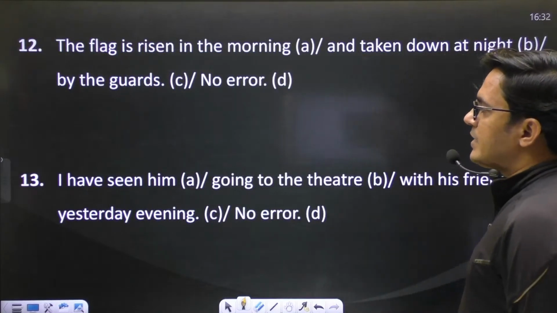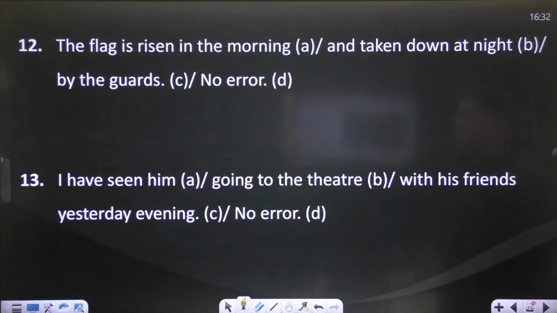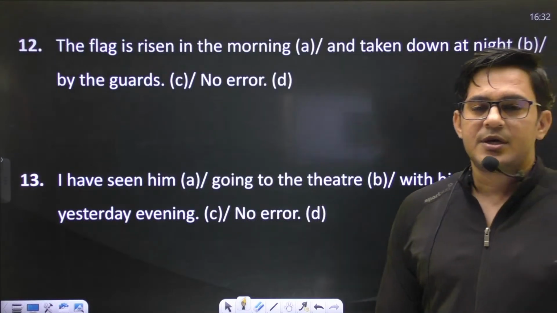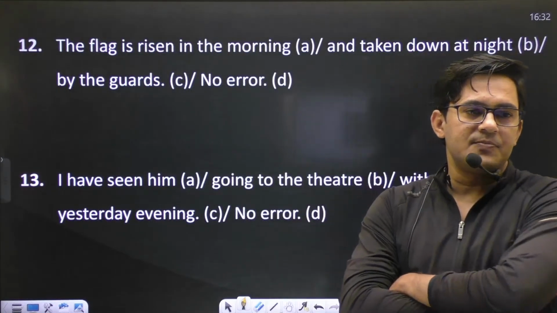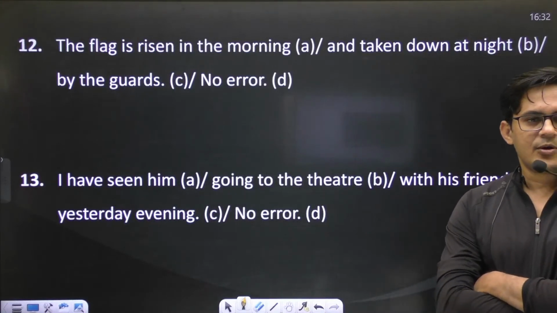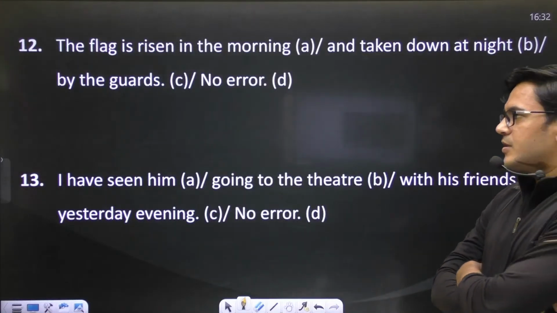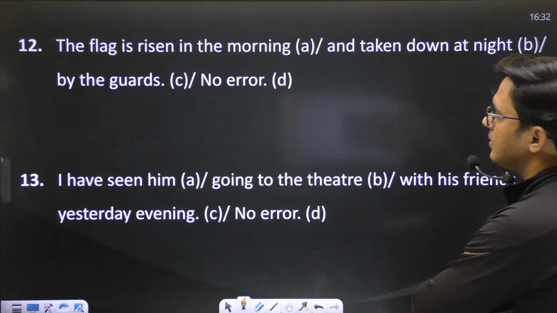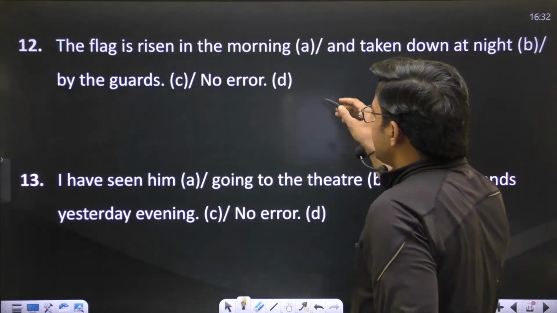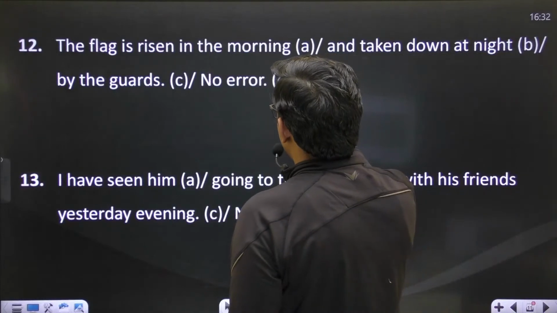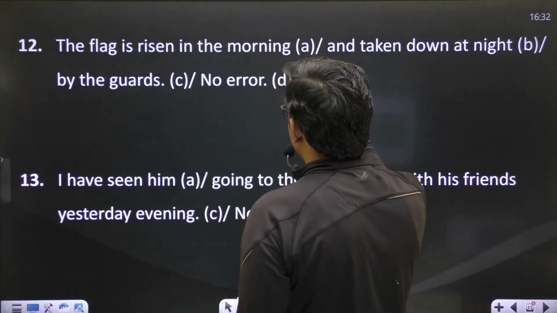Let's move to the next sentence. The flag is risen in the morning and taken down at night by the guards. What do you think of this sentence? This is also a nice sentence. You know, this sentence is all about any past activity.